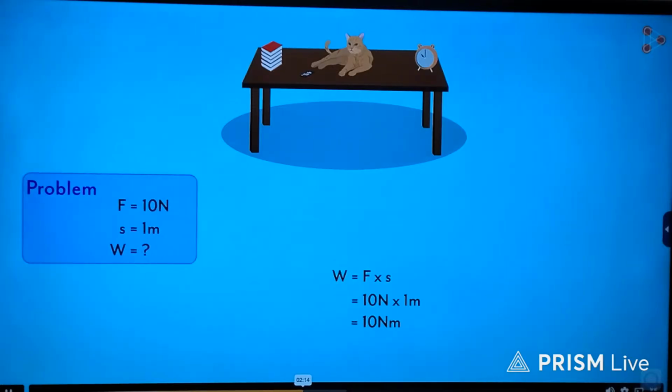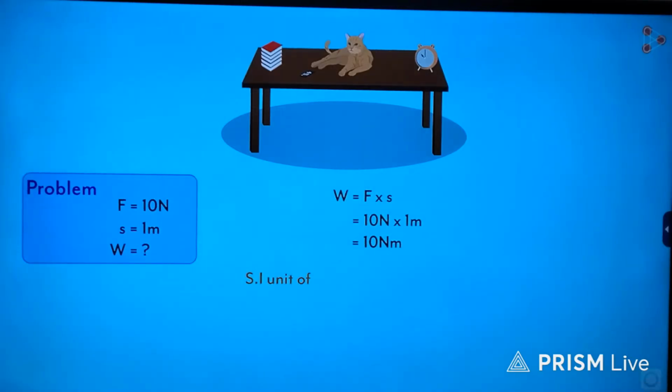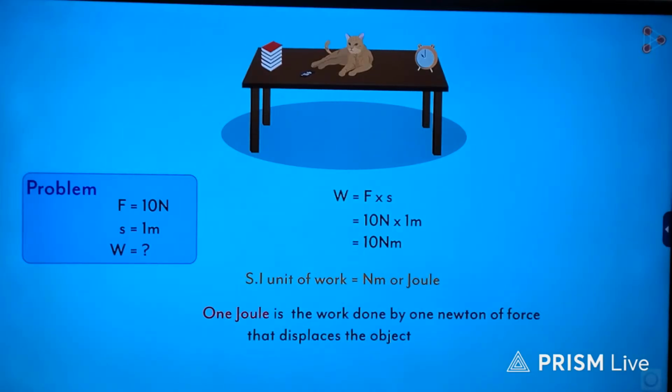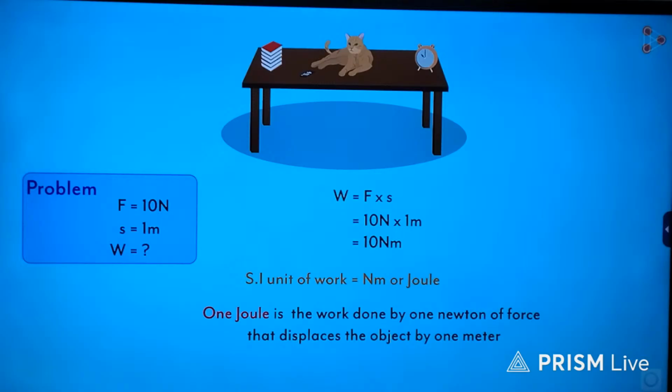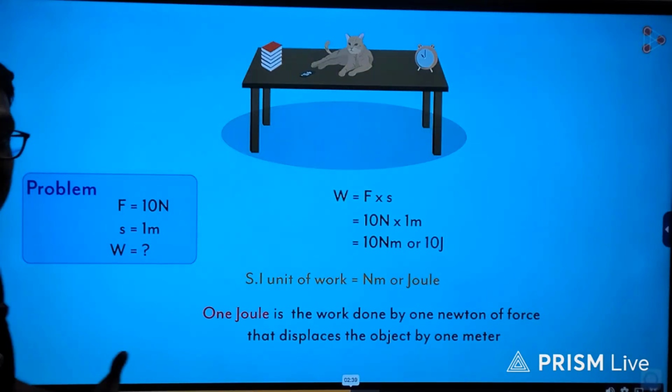Not exactly. The SI unit of work is Newton meter or joule. How can we define joule then? 1 joule is the same as the work done by 1 Newton of force that displaces the object by 1 meter. So from our current exercise, when we get an answer of 10 Newton meters, we can also say that the force applied is 10 joules. So that is the idea.